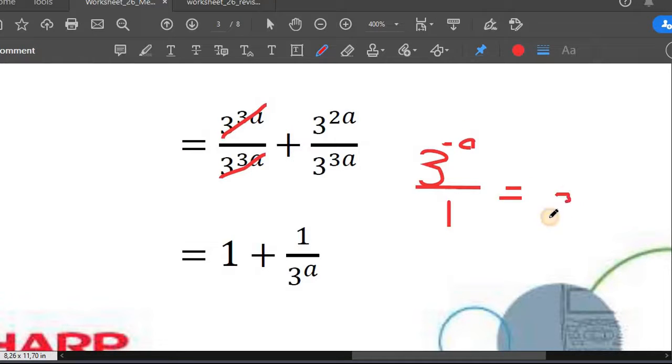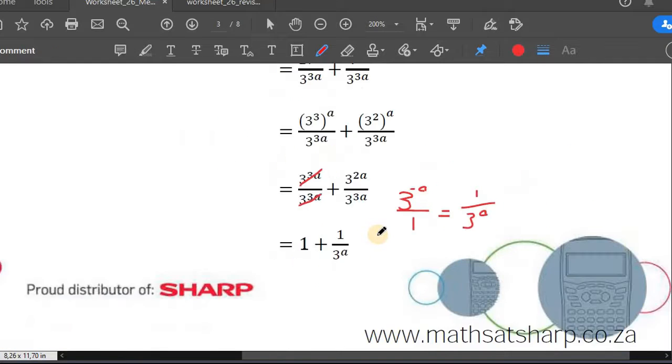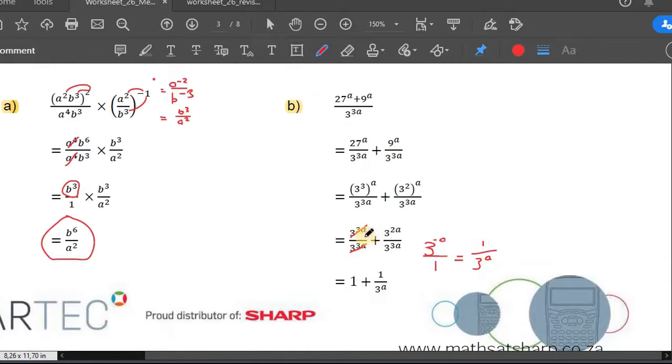Change it to make it a positive power. There we go, 1 over 3a. So that's how they move from here to here. There's two different ways of looking at it. Most learners like to use the method and say, you know what, which one is the bigger power? This, by how much? By 1. And that's what learners do, right? Okay, so yes, that's B.